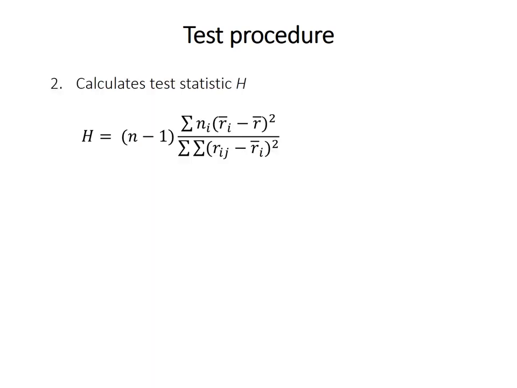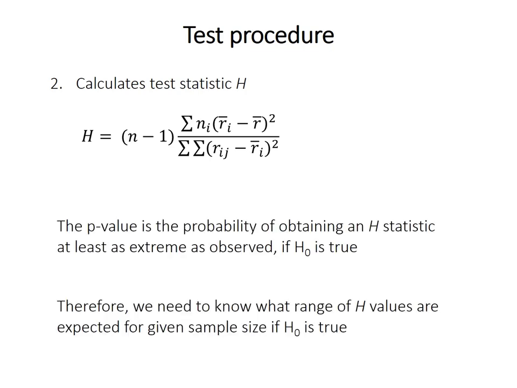And so like ANOVA, the test statistic, which is called H here, is the ratio of those two values. The signal was essentially the between ranks mean square, and the noise the within ranks mean square. But to calculate the p-value, we need to know the probability of observing an H statistic at least as extreme as we did if the null hypothesis is true. So we need to know the expected distribution of H statistics for a given sample size in the case of H naught being true.